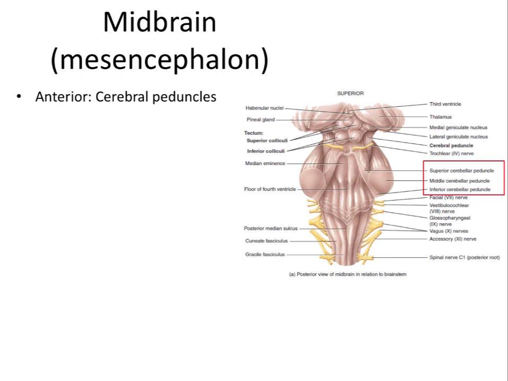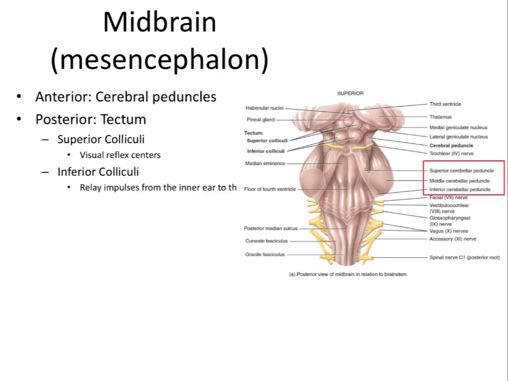On the posterior side is the tectum. These are projections that make up the two superior and two inferior colliculi, one on each side. These control various visual activities. The superior colliculi are the visual reflex centers used for tracking images. The inferior colliculi are the auditory reflexes. Together, they control the startle reflex.